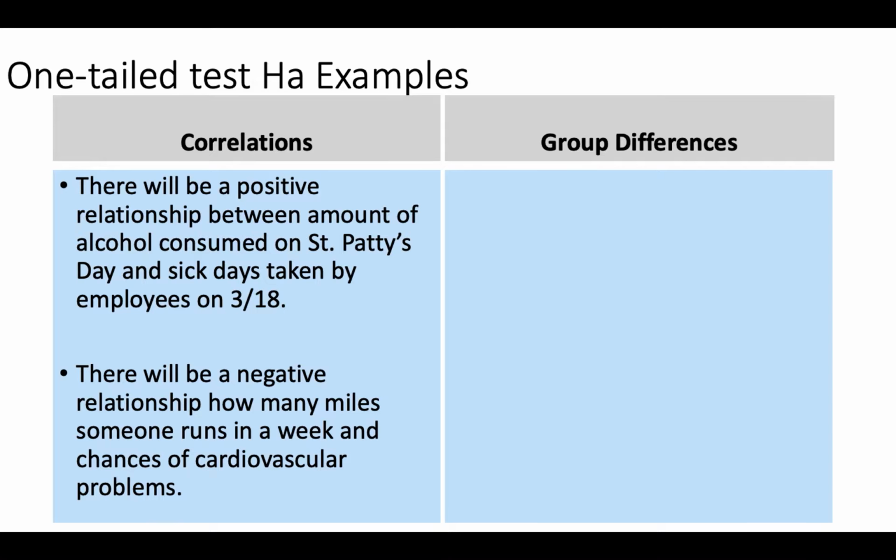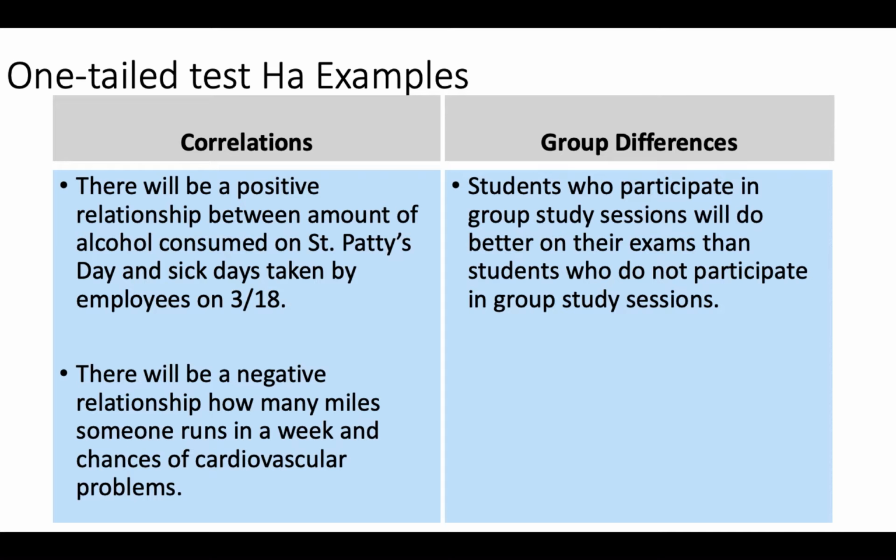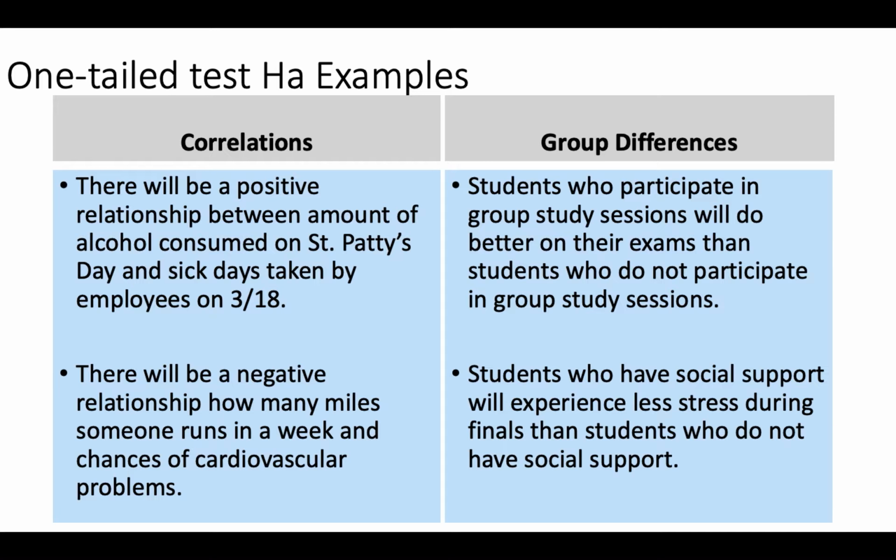Now for group differences, we could say that students who participate in group study sessions will do better on their exams than students who do not participate in group study sessions. We could say students who have social support will experience less stress during finals than students who do not have social support. So again, we see where we're saying here that they will do better on their exams or they will experience less stress. We have a direction in which, or a way in which we think these two groups will differ from the beginning, okay?